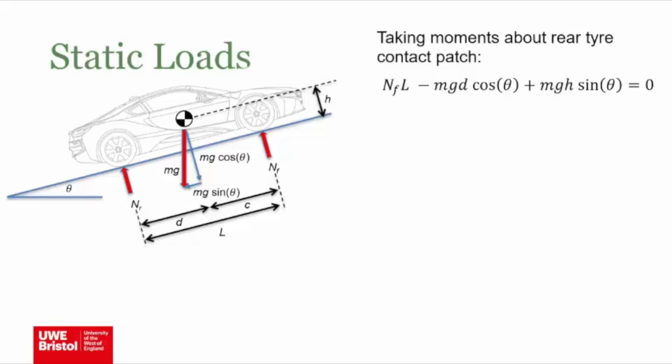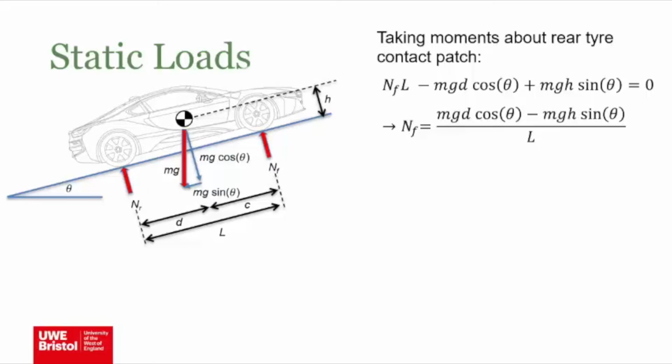We've got mg cos θ times d, so that's a distance d, trying to rotate it this way. And we've got mg sin θ times h, which is trying to rotate it this way. So you can go through that, do some manipulation, and you get your value for the normal force at the front by taking moments about the rear contact patch.